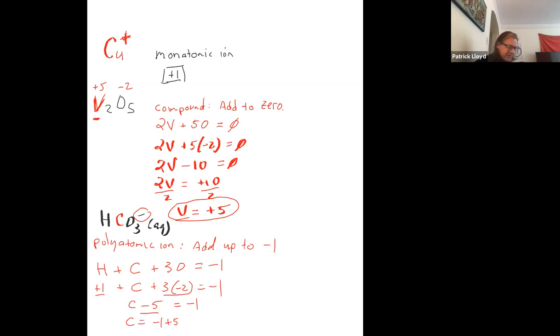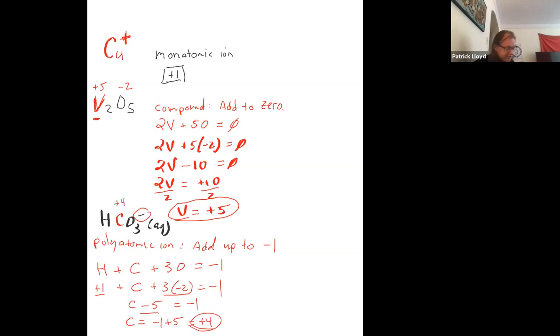And if you add -1 and +5, you get +4. So I think that was actually what carbon often works out to be. When carbon is combined with oxygen, it very often comes out to +4. So there it is, +4.